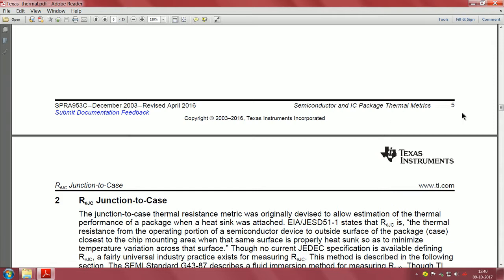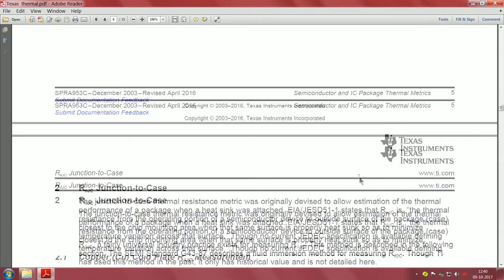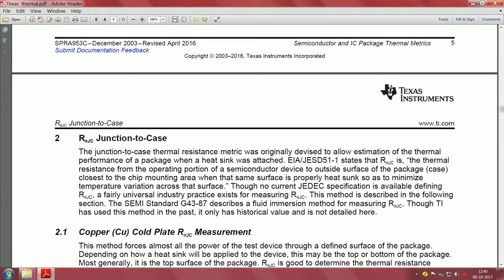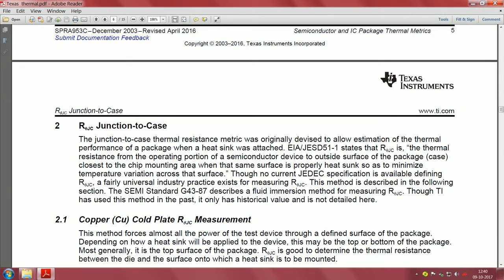Semiconductor, IC and package thermal metrics. We come to junction to case thermal resistance, which was originally devised to allow estimation of the thermal performance of a package when a heat sink was attached.